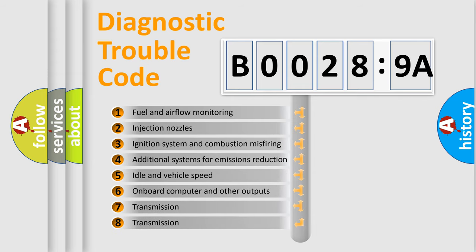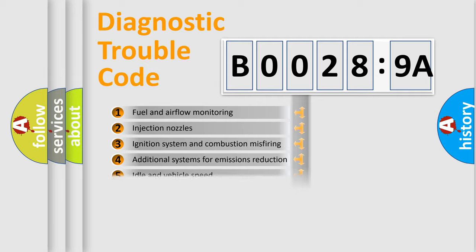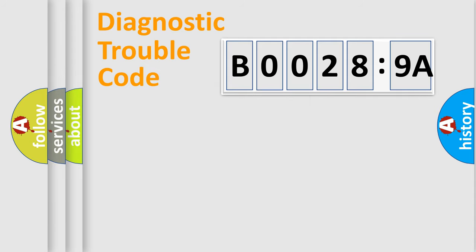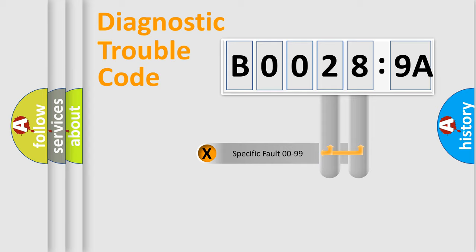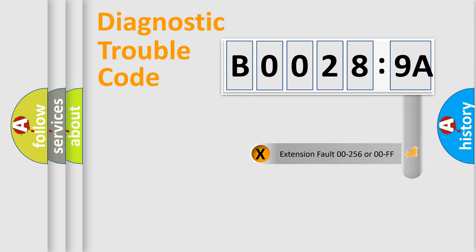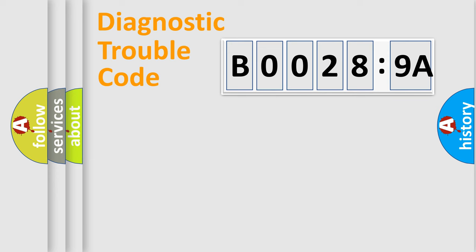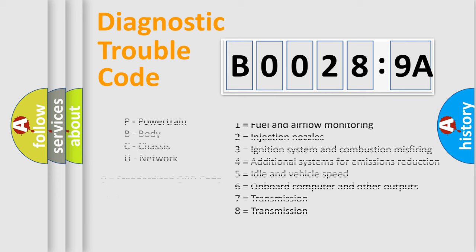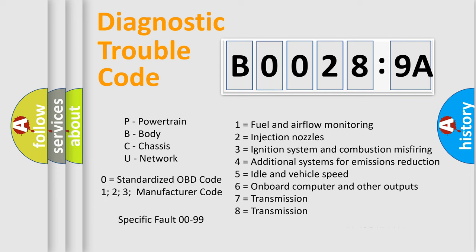The third character specifies a subset of errors. The distribution shown is valid only for the standardized DTC code. Only the last two characters define the specific fault of the group. The add-on to the error code serves to specify the status in more detail, for example, a short to ground. Let's not forget that such a division is valid only if the second character of the code is the number zero.